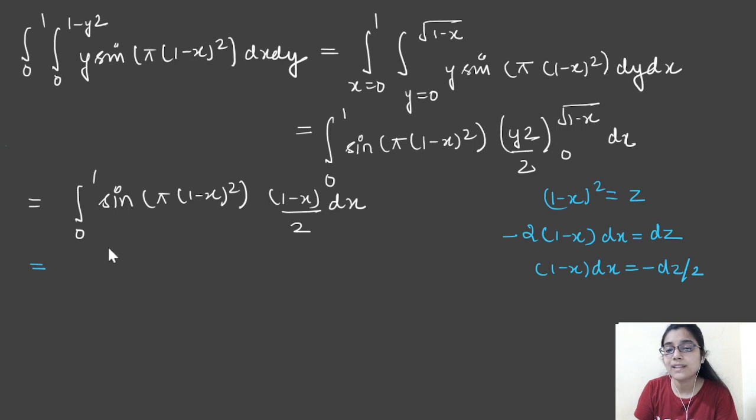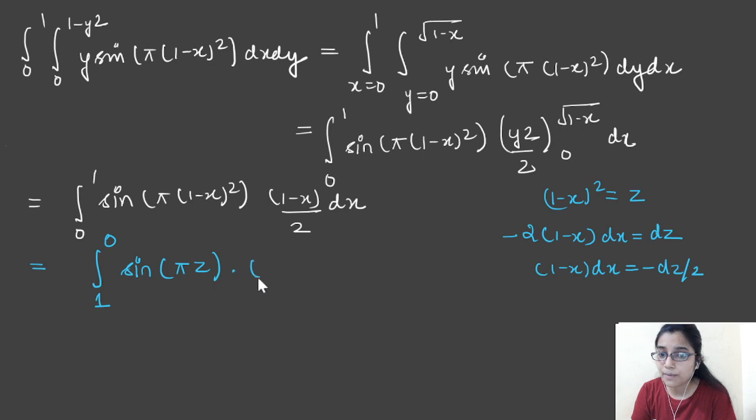And just do one thing, either you can keep the limits of z also, or you can later change z into x and keep the limit as it is, 0 to 1. But we'll keep the limit of z. When x is 0, z is 1, and when x is 1, z is 0. This is going to be sine pi z, and 1 minus x dx is minus dz by 2.